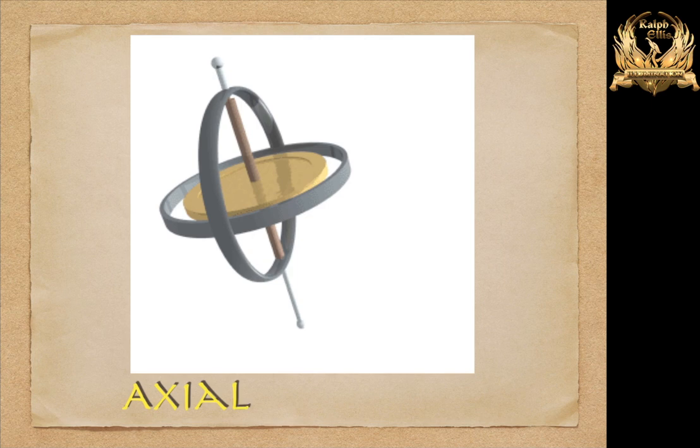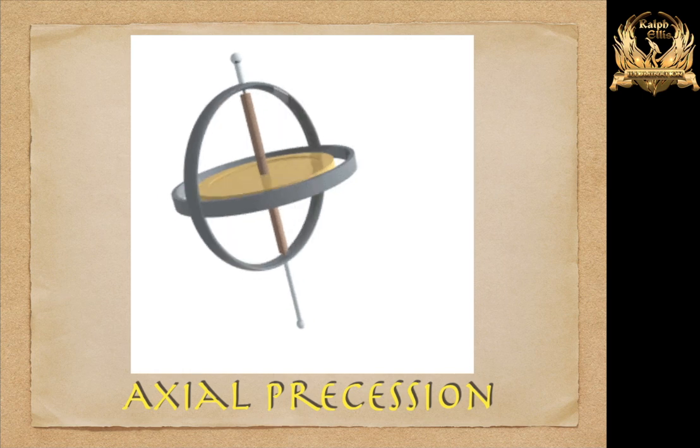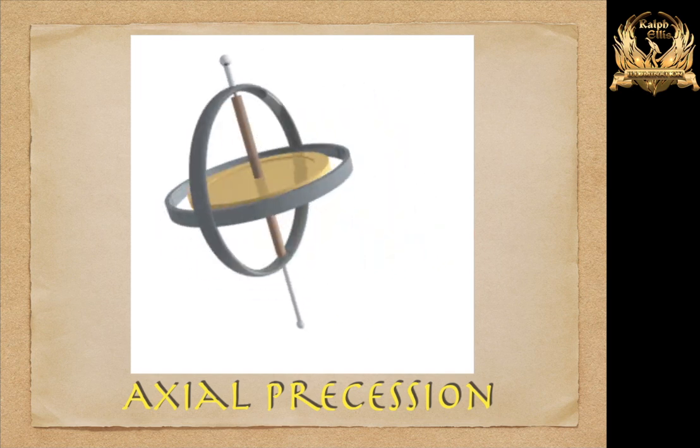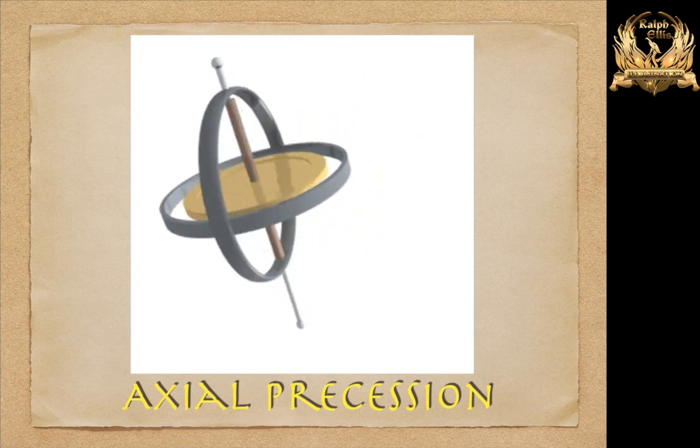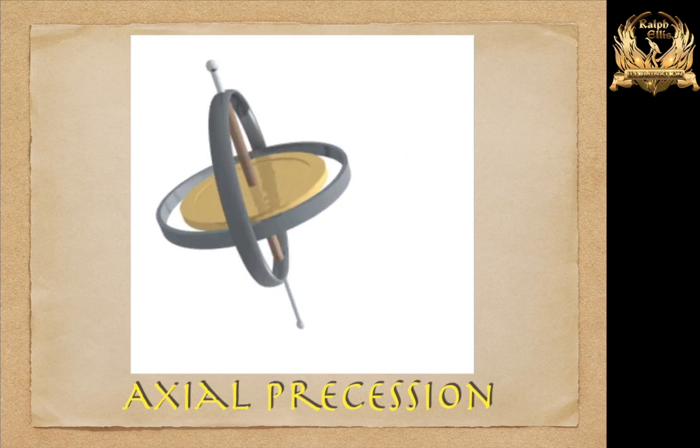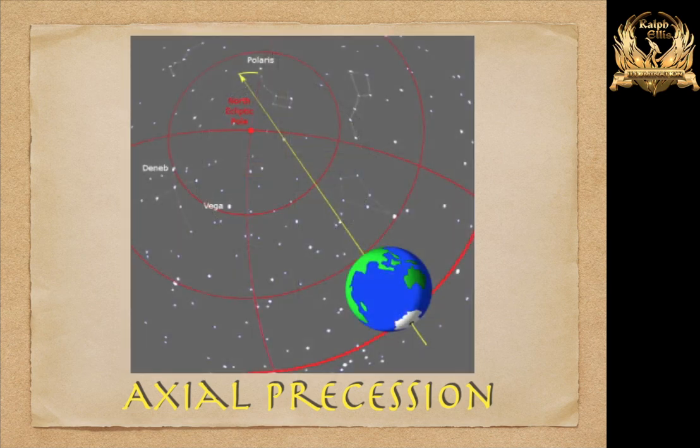And the first movement we're going to look at is axial precession, the precession of the Earth. And as you probably know, we've talked about this many times before, a gyroscope will precess. So let's have a look at that. Here is a gyroscope precessing. It wobbles on its axis, and that's perfectly normal. And the Earth is just a very big gyroscope.